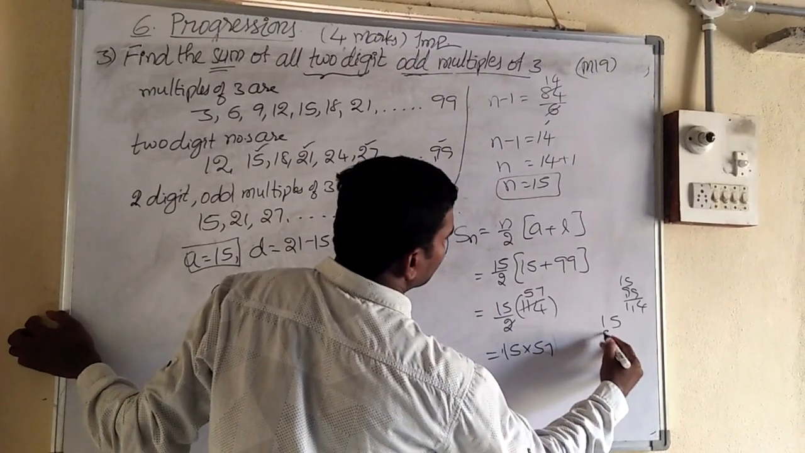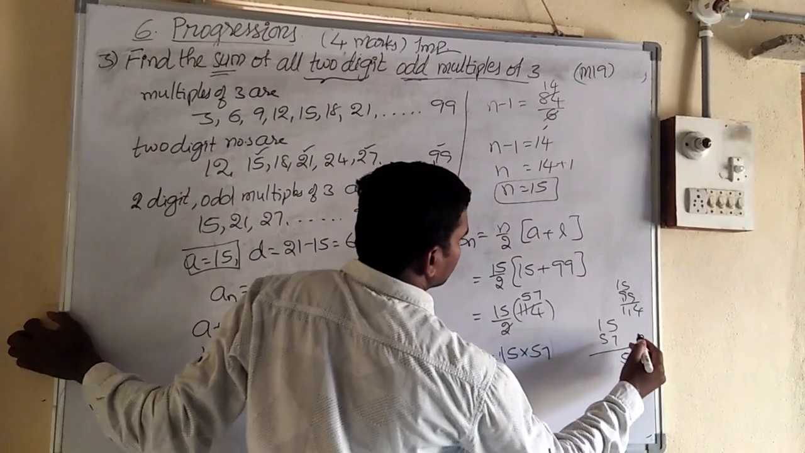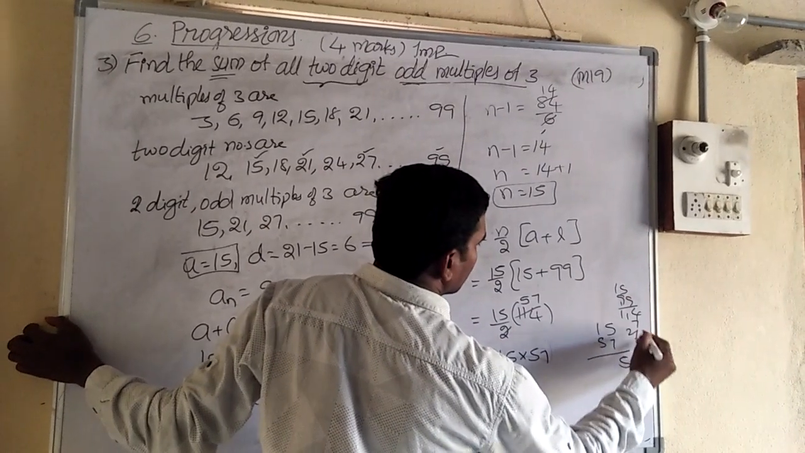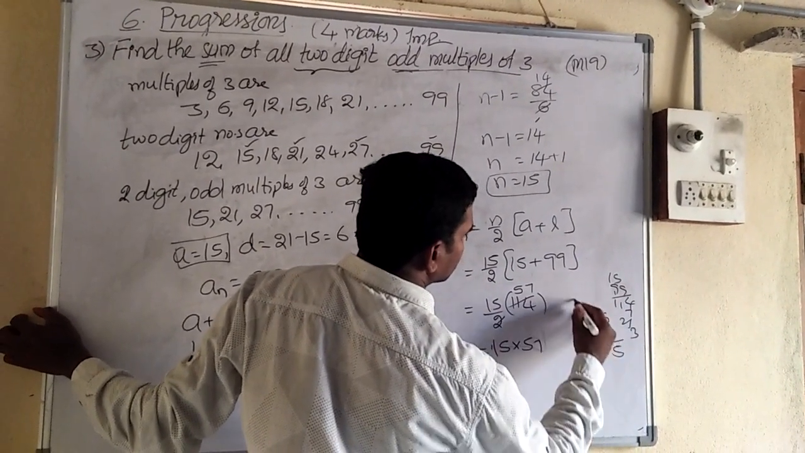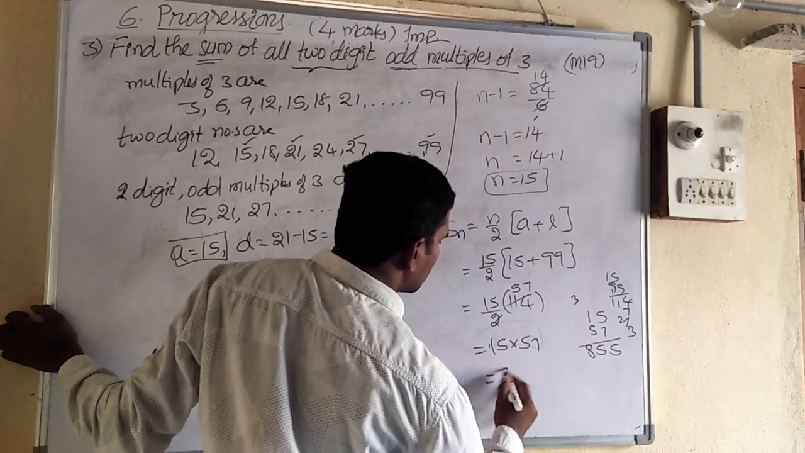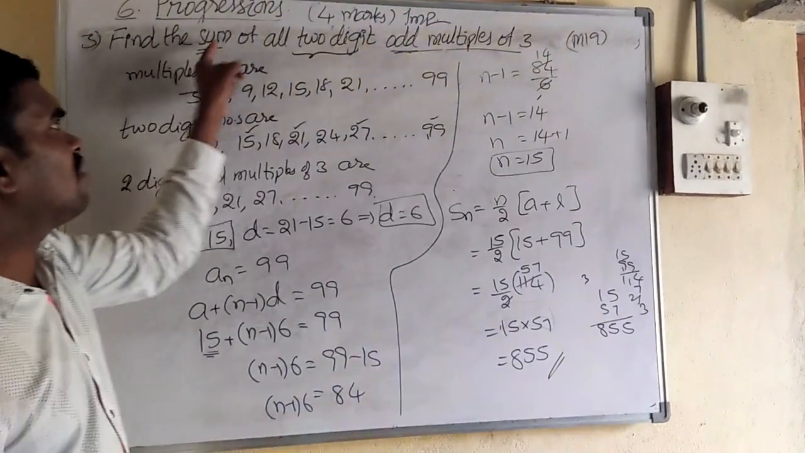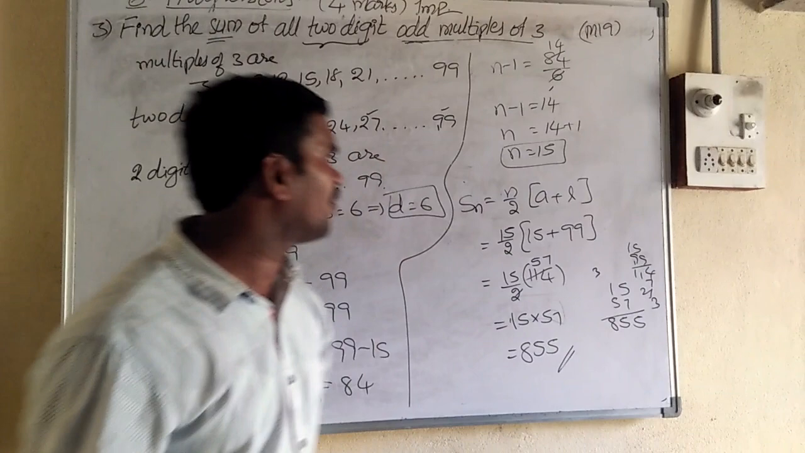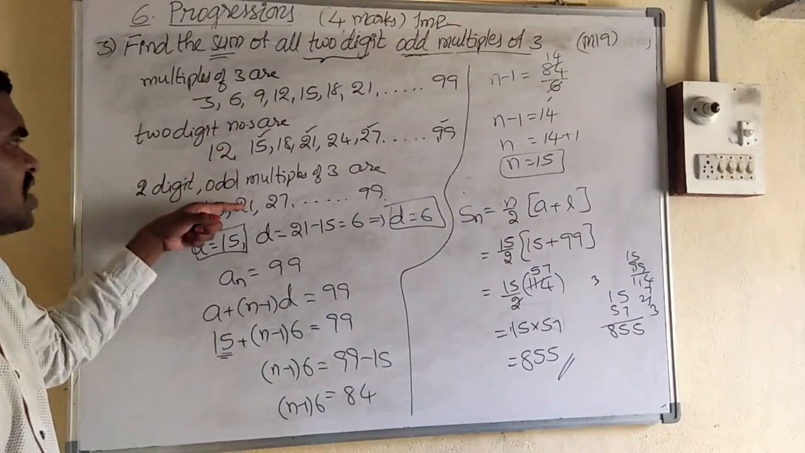How much is 15 into 57? 5 7s are 35, carry 3, 5 and 3 is 8... Sorry, 5 5s are 25, 7 1s are 7, so 5 7s are 35. 5 1s are 5, plus 3, 8. So the answer is 855. So the sum of all two digit odd multiples of 3 is 855. So here I wrote 1, 2, 3 steps.